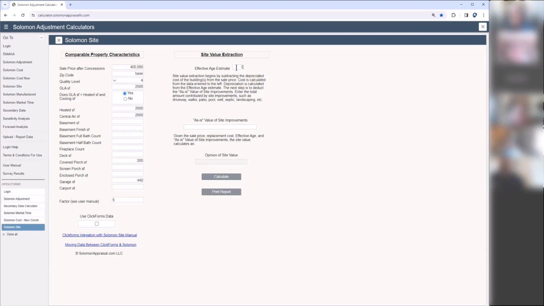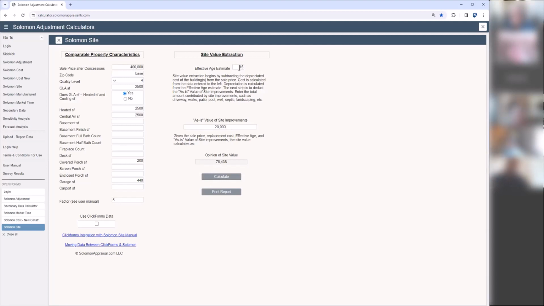If I have 0 effective age, when I click calculate, I'm way off. I've got a negative site value. So you know there has to be some depreciation. So how much depreciation is there? Well, this is where you need to use the process of iteration, which is part of science. Let's try 15 years effective age. We think that might be a good number. Whoops, I forgot one thing. I forgot the site improvements. Now watch, this will drop to 78 because I've got the site improvements in it.